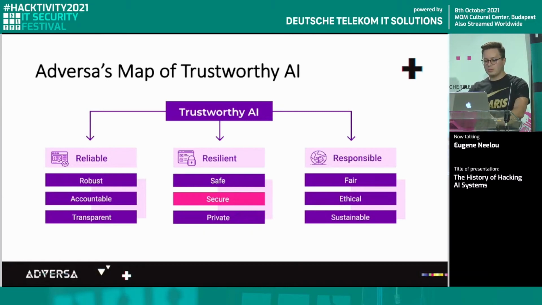So basically, all three areas are essential for trustworthy AI. Reliable systems should work under normal conditions and behave predictably. They offer human oversight, so they're accountable, and humans have control over the decisions of the machines. And the decisions must also be explainable.